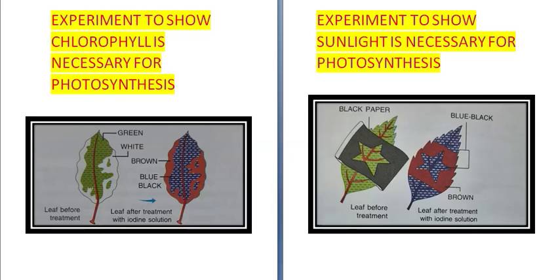Take a plant with variegated leaves. Variegated leaves means leaf having two different colors, green color and some other non-green color. Examples of such plants are coleus, geranium, croton, etc. De-starch the leaf by keeping the plant in a dark room for a few days. I told you 24 hours to 48 hours. Then place the plant in the sun.